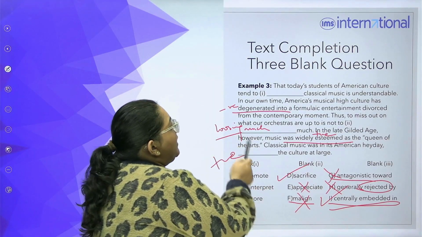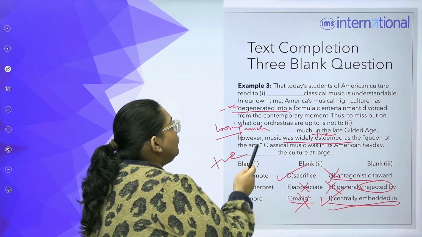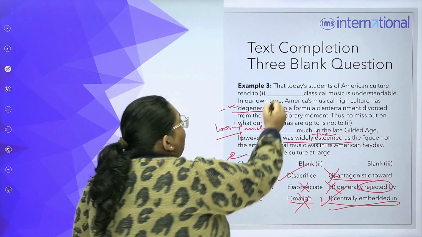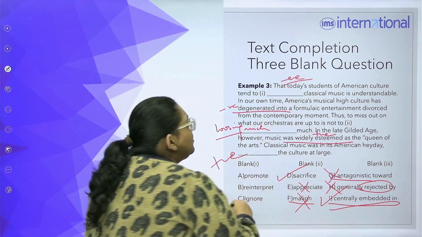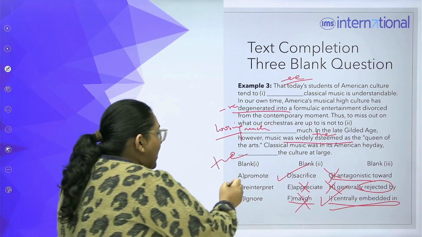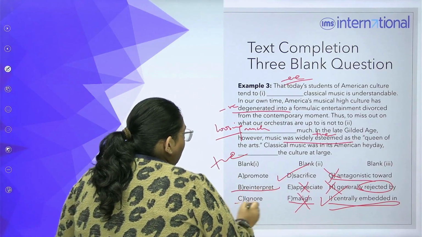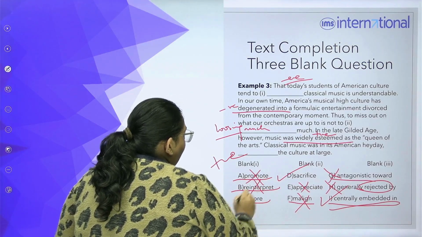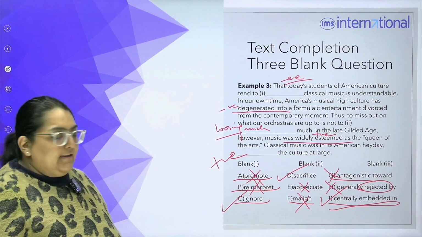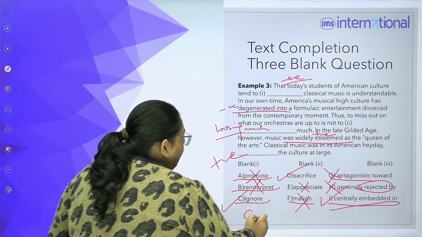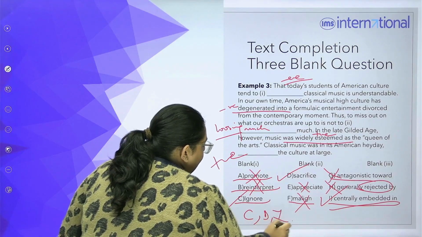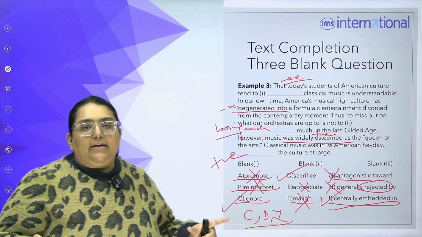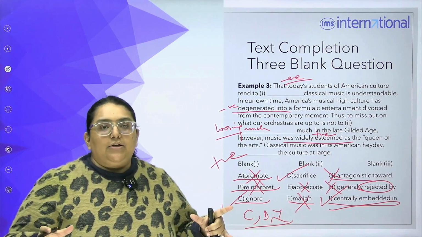So today's students of culture tend to what? They are not paying much attention to classical music. We need something negative here. The opposite is happening. So they are what? Reinterpreting, ignore or promote. Promote is positive, reinterpret is positive. They are ignoring. So C, D and I, that is ignore, sacrifice and centrally embedded will be the correct choice.